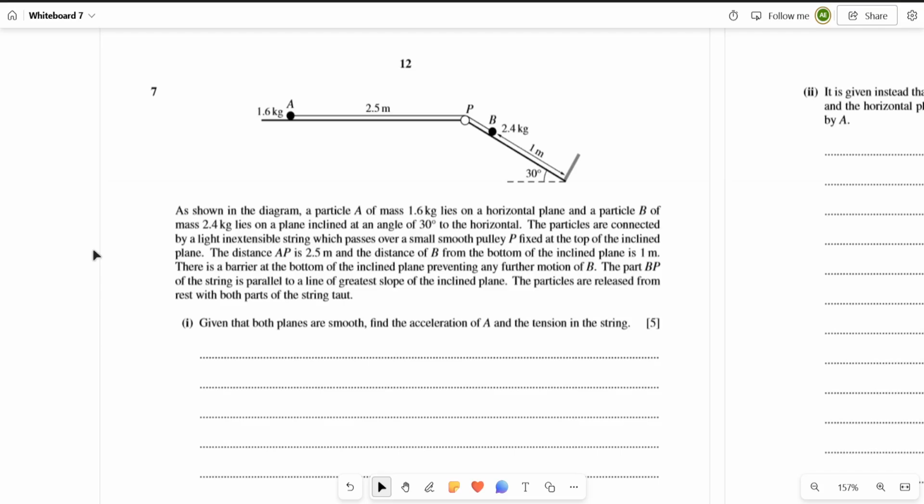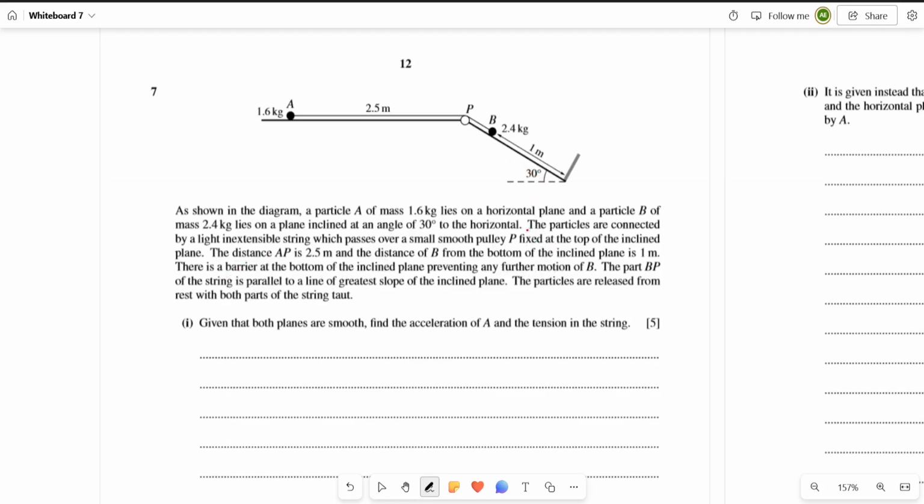So let's continue. What I have is, okay, so we said light inextensible string which passes over a small smooth pulley. Small means the pulley doesn't have a mass, smooth means the pulley doesn't have friction, and it's fixed on the top of the inclined plane. The distance AP is 2.5 meters. Distance B from the bottom of the inclined plane is 1 meter. So this distance over here is 1 meter.